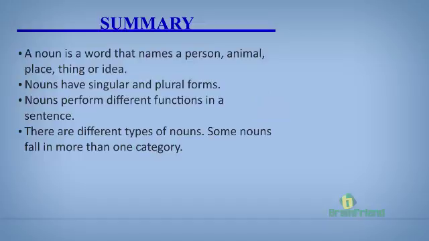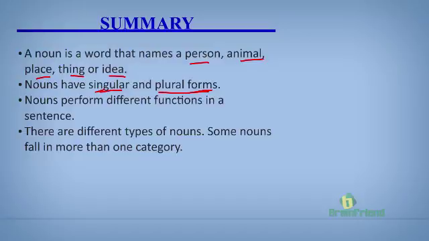Now we're going to do a summary of everything which we have learned about nouns. Nouns are words which we use in describing people, a person, animals, places, things, or ideas. I'm sure you remember that. We also learned that nouns have singular and plural forms. The singular form talks about one, and the plural form talks about more than one, although we have nouns that do not have plural forms. We've just learned that nouns have different functions, and we saw that in our lesson today.